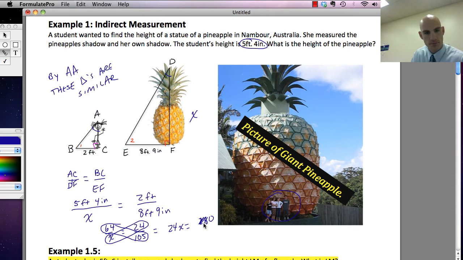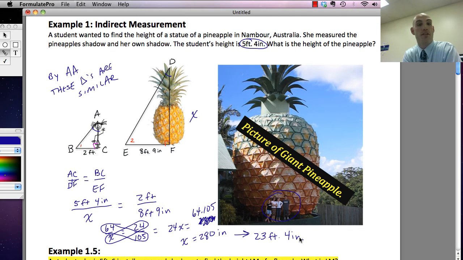24x equals 64 times 105. And so x is going to be equal to 280 inches. And that's 23 feet 4 inches when we divide by 12. That's a method of indirect measurement. So all we did was we set up the shadow to the height, and we used that ratio to try to figure out what the height of the pineapple was.